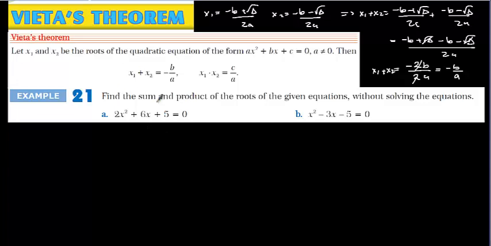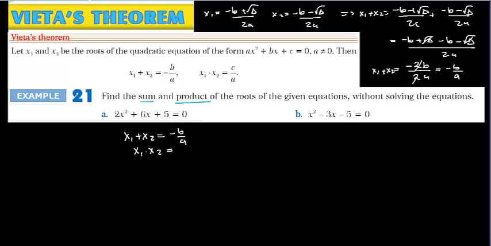Here is the question: find the sum and product of the roots of the given equations without solving the equation. We don't need to solve the equation, we don't need to find x1 and x2. Here we are going to find only what x1 plus x2 is, and what x1 times x2 is, because it says to find the sum and product. So x1 plus x2 is equal to minus b over a.